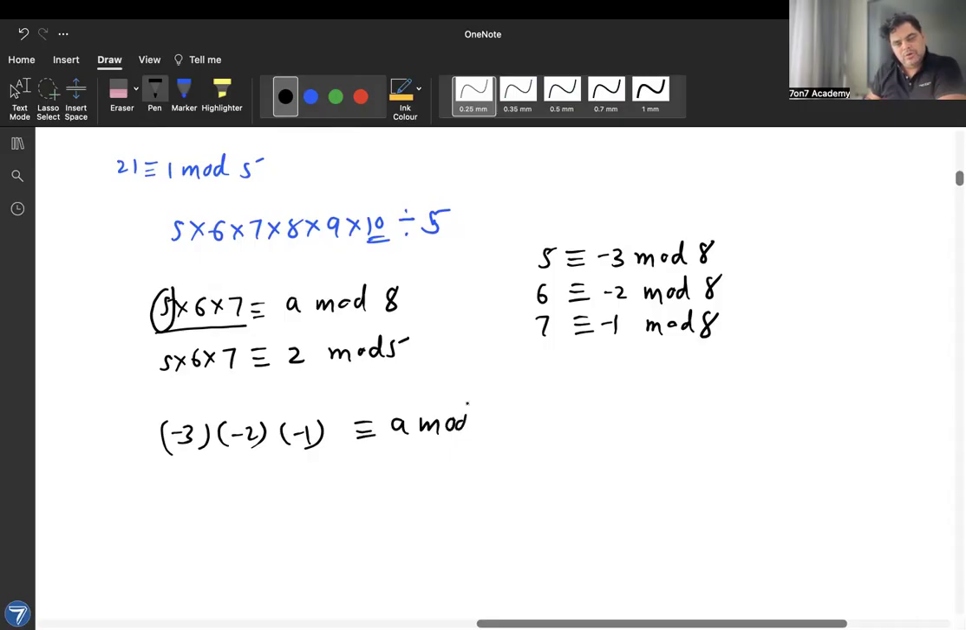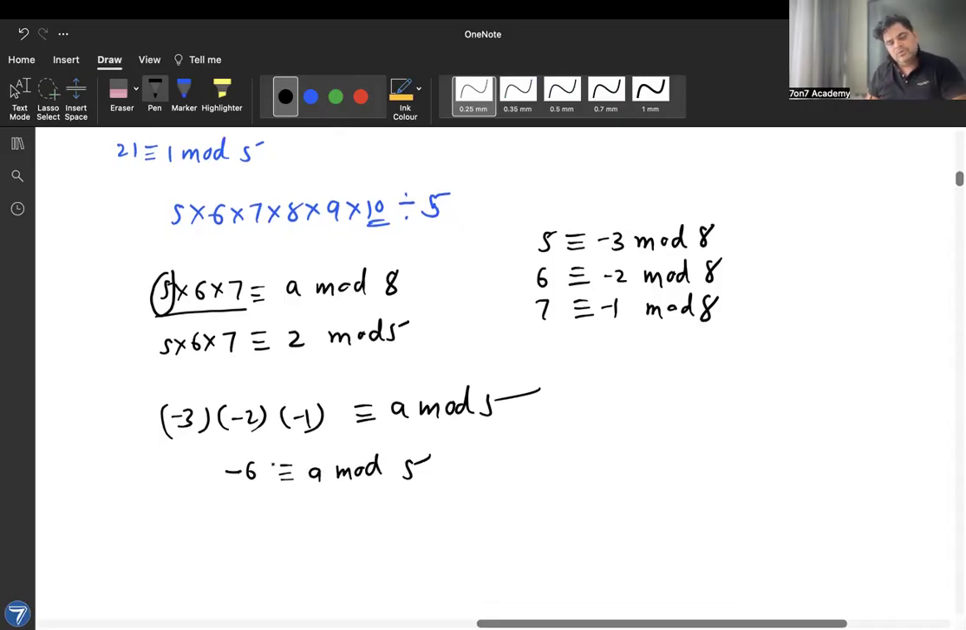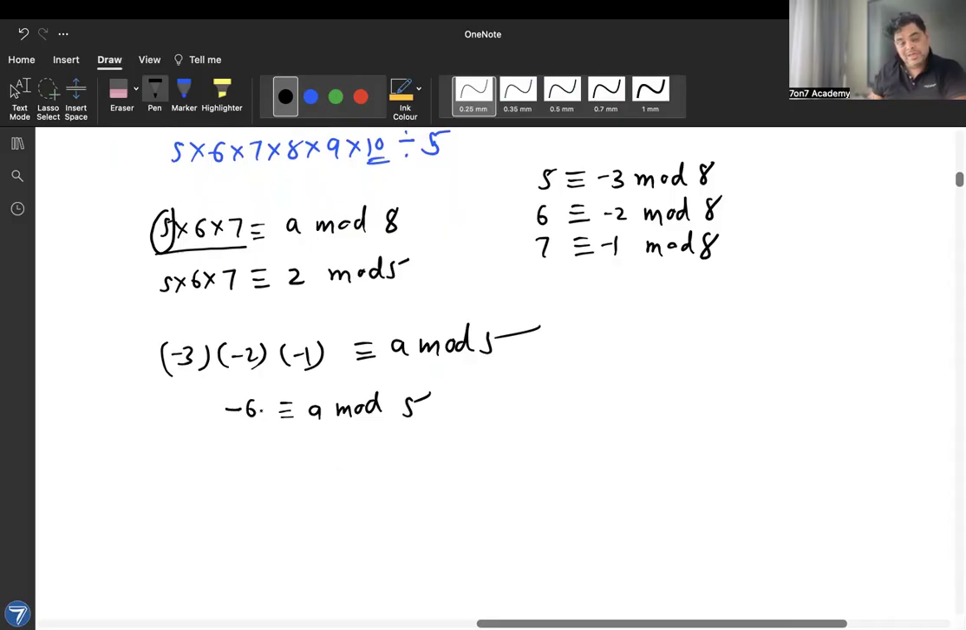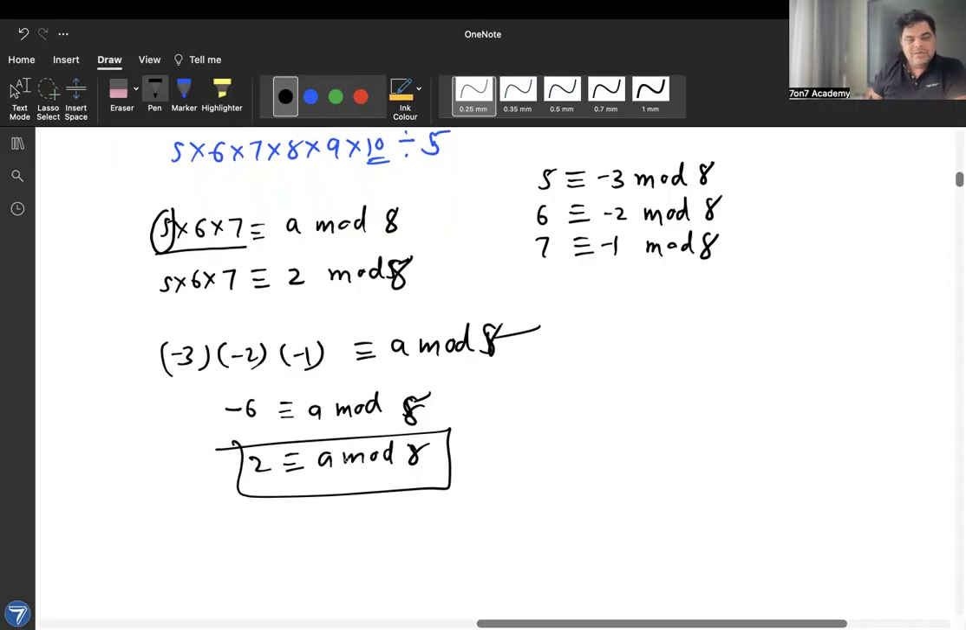So rather than writing this, you can replace these by minus 3, minus 2, minus 1, congruent to A mod 8. If you multiply, it gives minus 6 congruent to A mod 8. Now to make it positive, add 8, and we get 2 congruent to A mod 8. So the remainder is 2. Anyone have any problem on this concept?